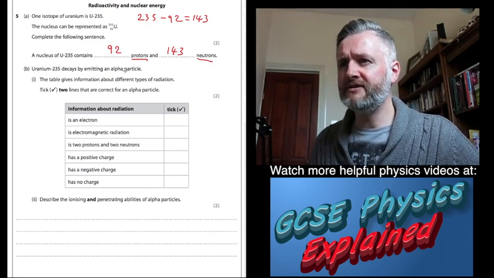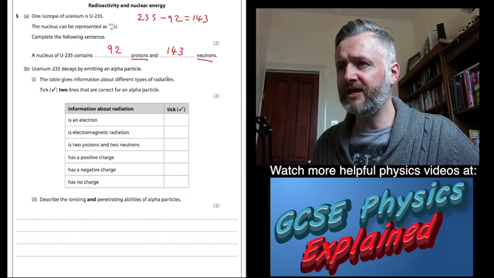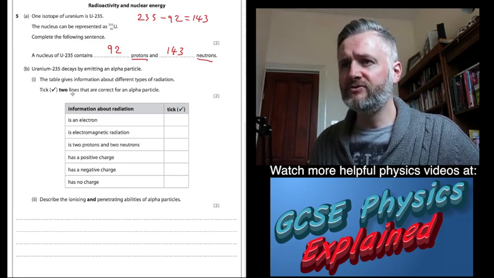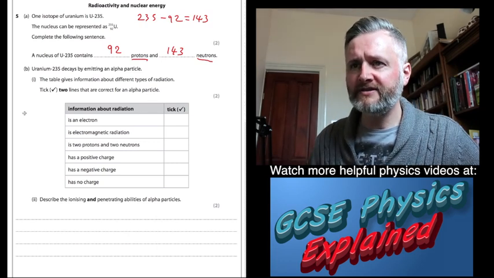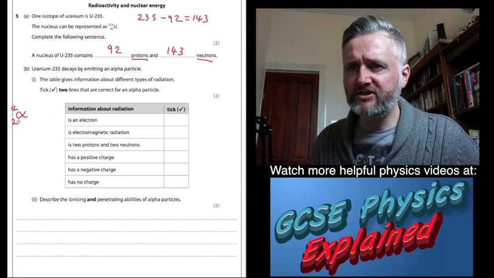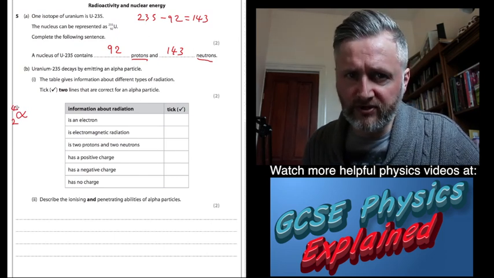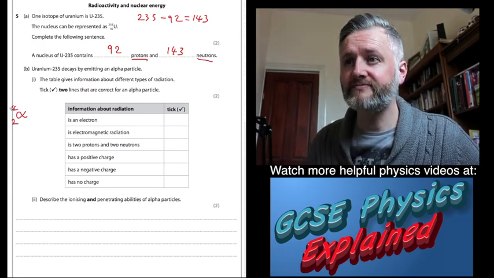Uranium-235 decays by emitting an alpha particle. The table gives information about different types of radiation. Tick 2 lines that are correct for an alpha particle. So there's the symbol for an alpha particle, 4-2. It's got 2 protons and it's got a total mass of 4. So if it's got 2 protons, it must have 2 neutrons to make that number 4.